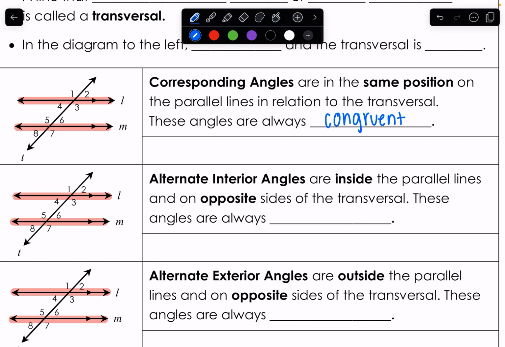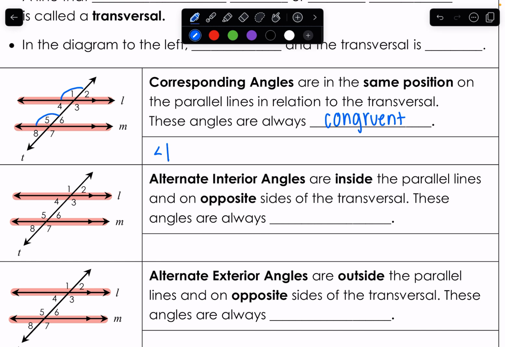Let's talk about what this looks like. Corresponding angles are in the same position on parallel lines in relation to the transversal. If I take my first parallel line here, L, with my transversal T, and I look at the top left, top left would be here, angle 1. I'm going to do the same thing on the other parallel line, M. It says that they are in the same position, so here's my transversal with my parallel line, and we're going to go top left again. These are in the same position, making them corresponding angles.